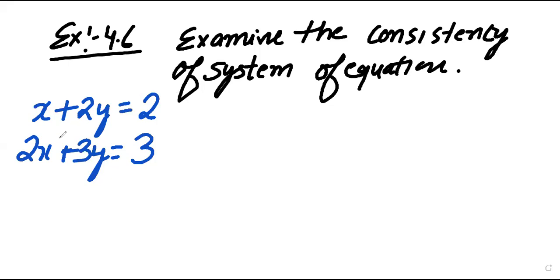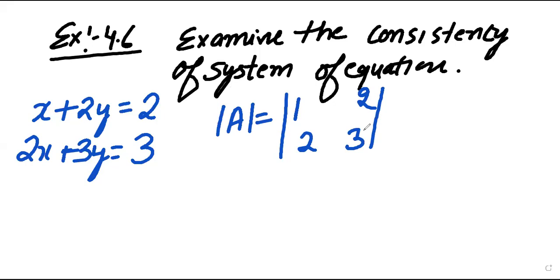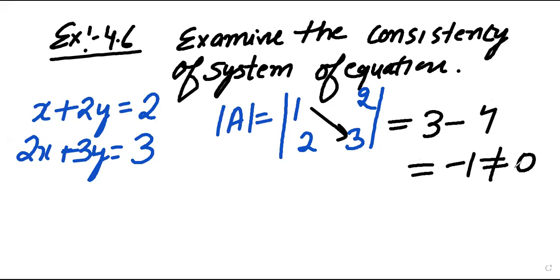So here what we do, we first find the mod of A, means the determinant of A. What is the value of the determinant? That is 1, 2, 2 and 3. How do we find the determinant? Multiply this a11 with this a22: 3 minus 4, that is equal to -1. The value coming is -1, and this -1 is not equal to 0.